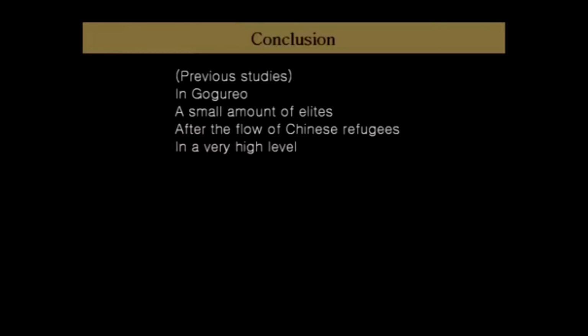In short, briefly speaking, in previous studies, I said the Chinese characters had been introduced in Korea by a small number of elites who had Chinese origin, and the time would be after the flow of Chinese refugees. They neglected the Lelang commandery, but just said that after the collapse of the Lelang commandery, the Chinese refugees came into Goguryeo, and the Goguryeo people, Korean people, started to know about the Chinese characters, but it's not so.